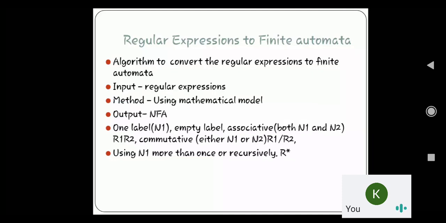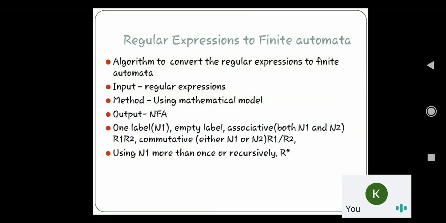And then here, what is the general form that we have? R1 slash R2, or R1 or R2. So R1 represents some regular expression 1, and R2 represents some other regular expression. Here we have two NFAs, NFA1 and NFA2. So here, either we are going to use NFA1 or else we are going to use NFA2. So you have two pathways over here.